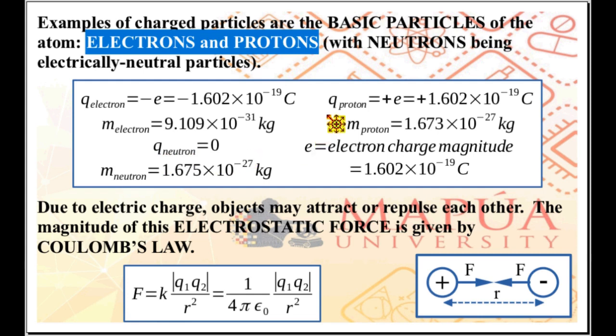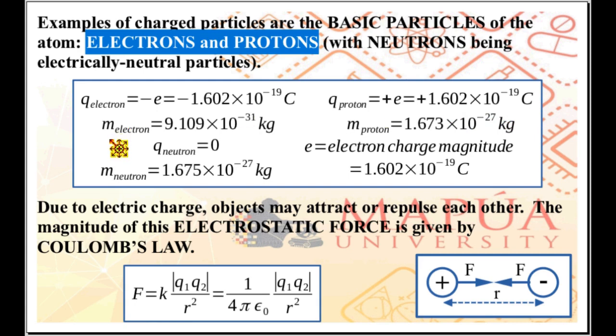Whereas the proton, the charge of the proton, Q proton, is equal to positive e, same magnitude as the electron charge but opposite in polarity. The electron is a negatively charged particle while the proton is a positively charged particle. Q proton is equal to positive e is equal to positive 1.602 times 10 to the negative 19 Coulomb.